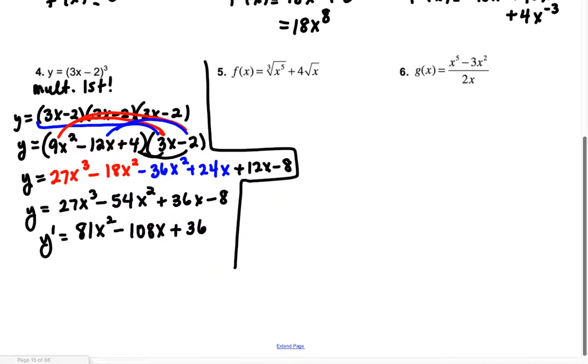All right, so here we go. So number 5. So what are the powers? It's weird. Okay, so we're saying it's f of x equals x to the 5 over 3 plus 4x to the 1/2. That's the square root, right? So we first write it so we have these powers, and then we take the derivative.